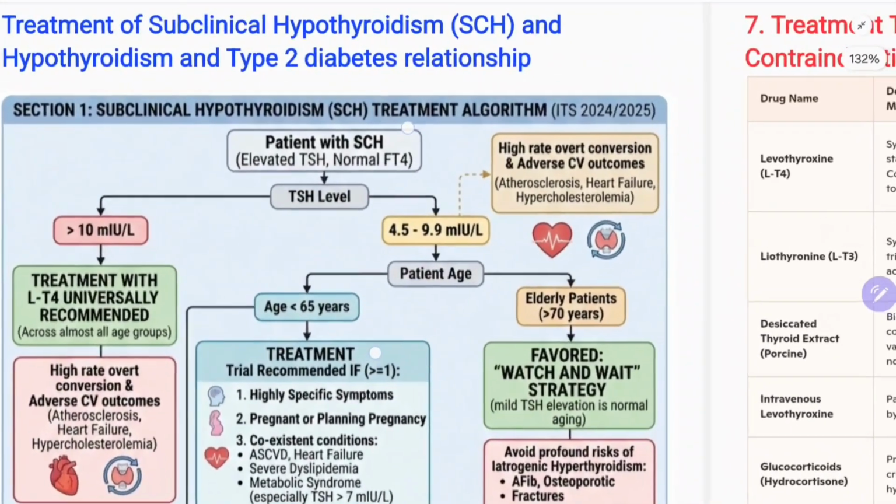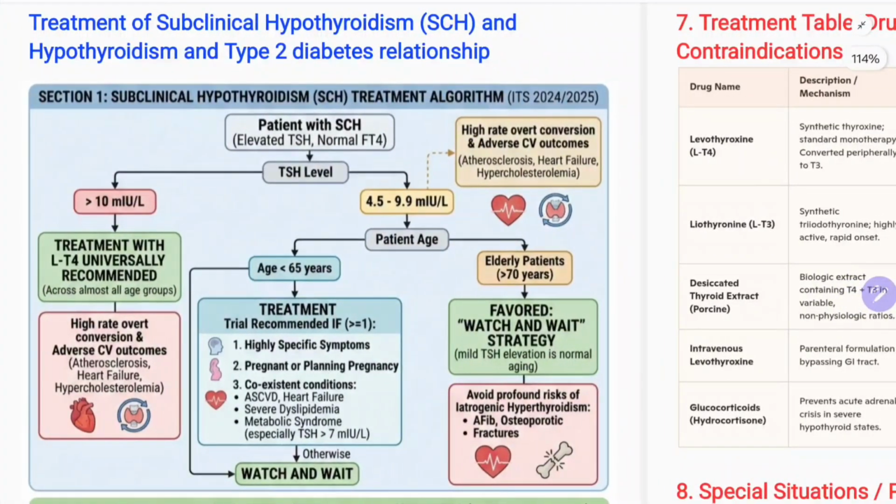Now coming to treatment of subclinical hypothyroidism and the hypothyroidism and type 2 diabetes relationship. So number 1 is subclinical hypothyroidism treatment. What you will have is elevated TSH and normal FT4. Now you should see how much the TSH is elevated. If the TSH is elevated more than 10 units, then you straightforward start the levothyroxine therapy across almost all age groups.